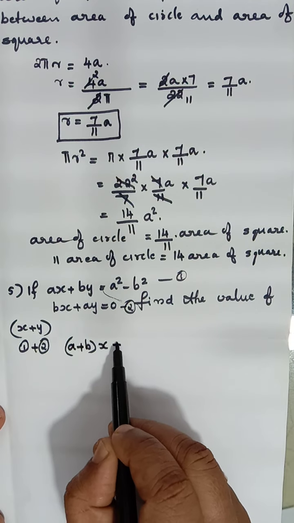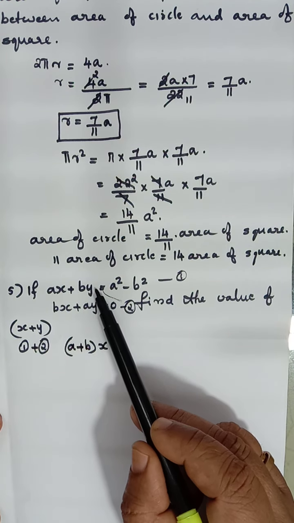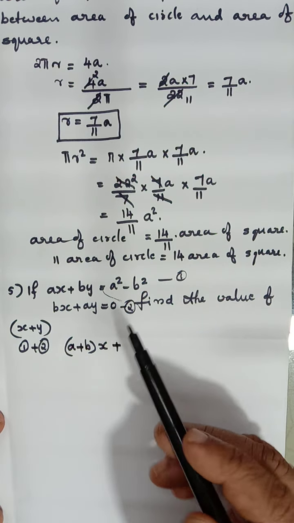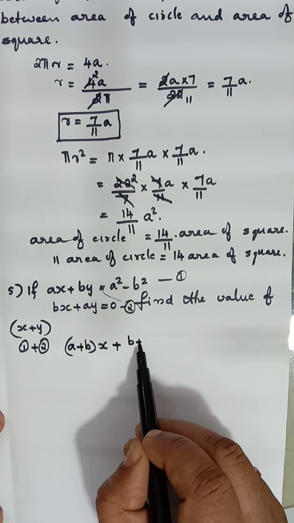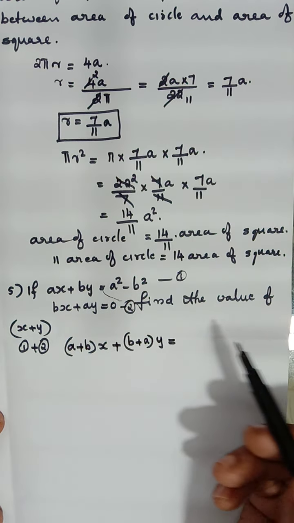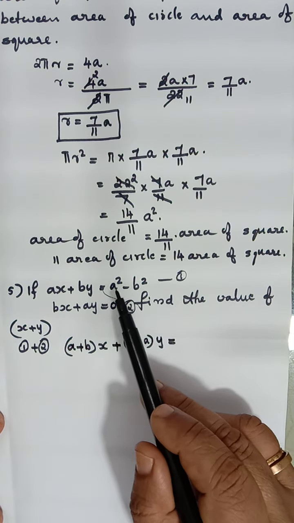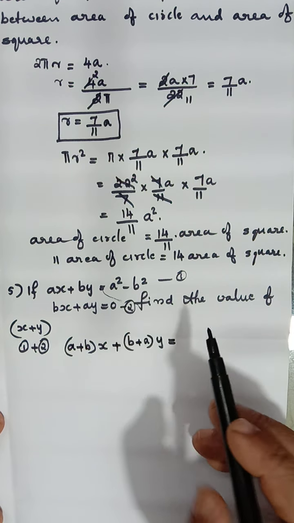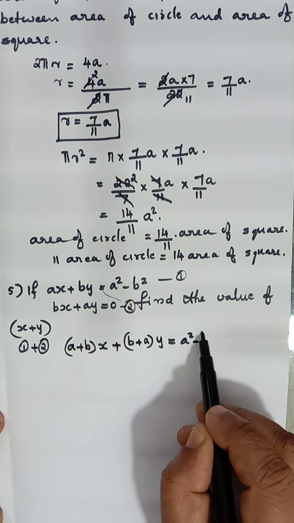Plus, again we are adding by plus ay. Y is common, so b plus a into y is equal to, now adding, a square minus b square plus 0. So it is a square minus b square.